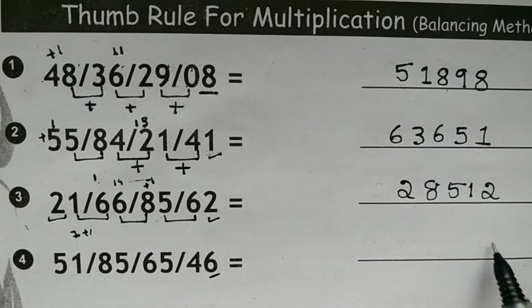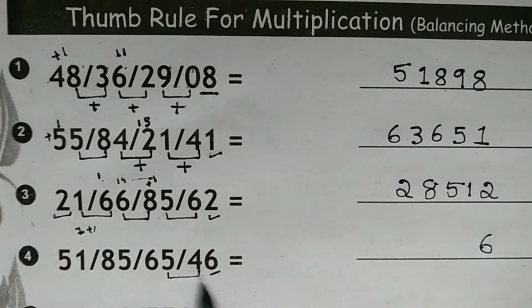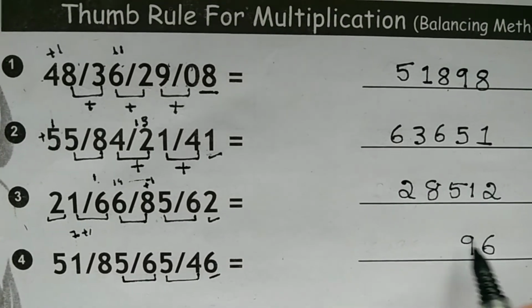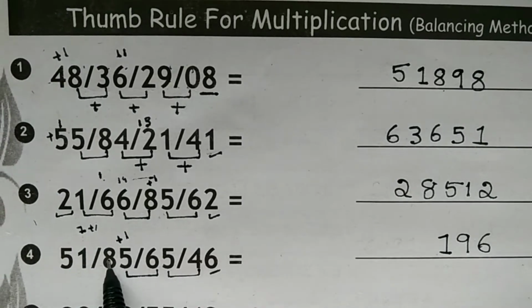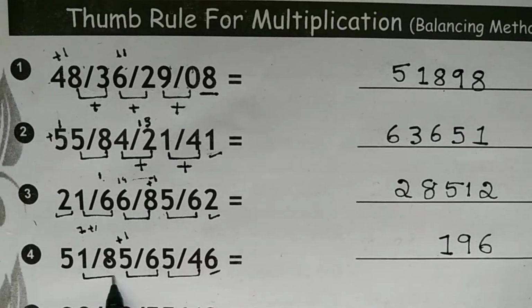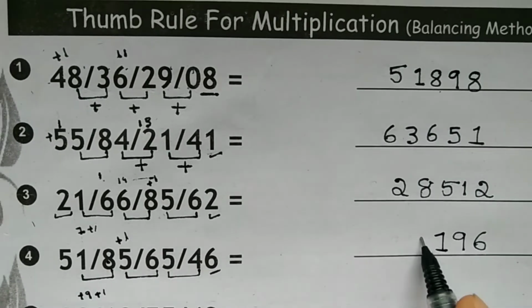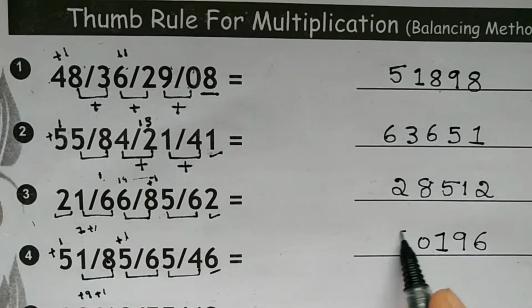Fourth problem. Last number 6. Then 4 and 5, that is 9. And 6 plus 5, that is 11. Remaining 1. So 8 plus 1 is 9. 9 plus 1 is 10. So write 0. Remaining 1, add it to first number. So 5 plus 1 is 6.